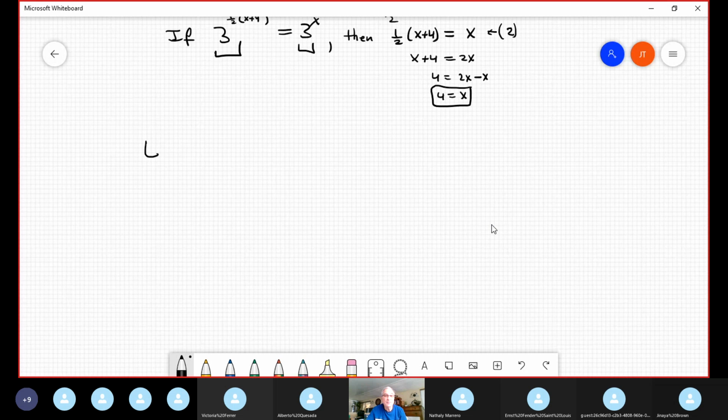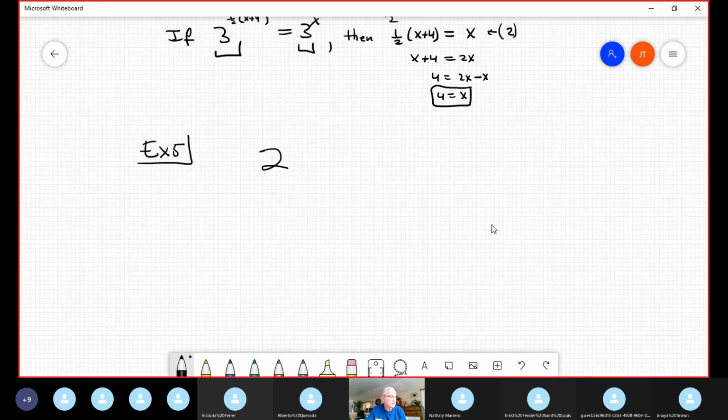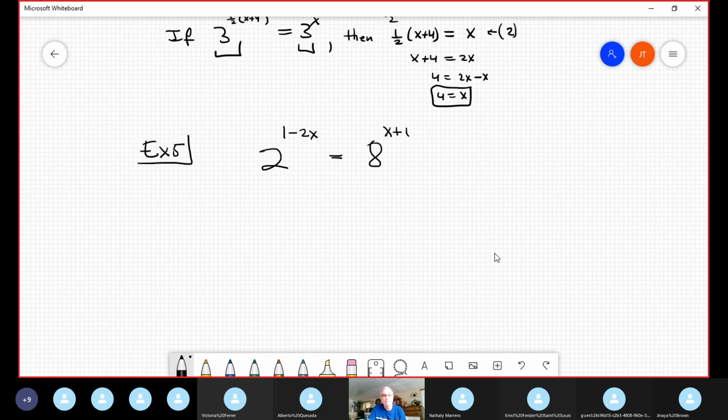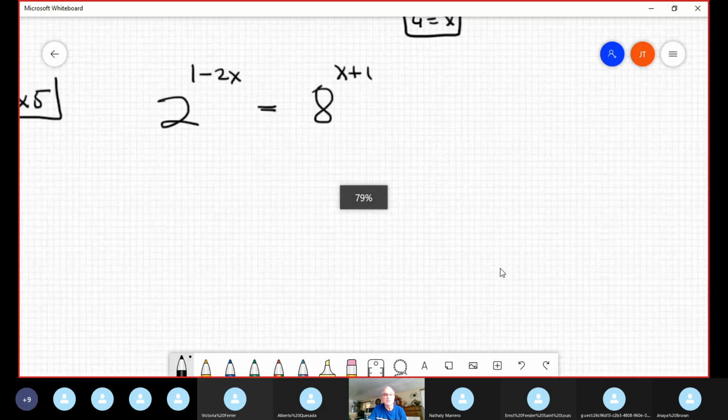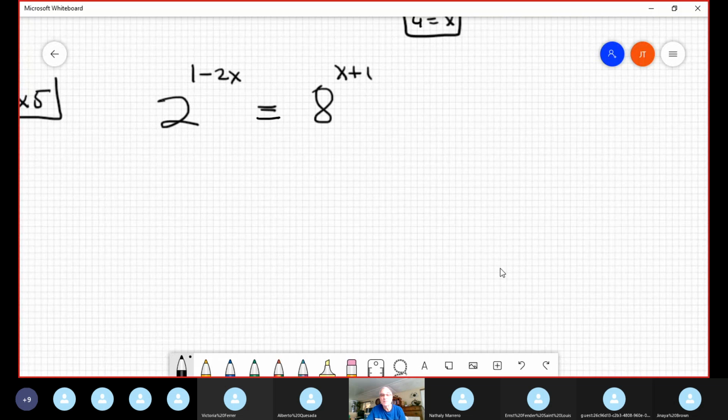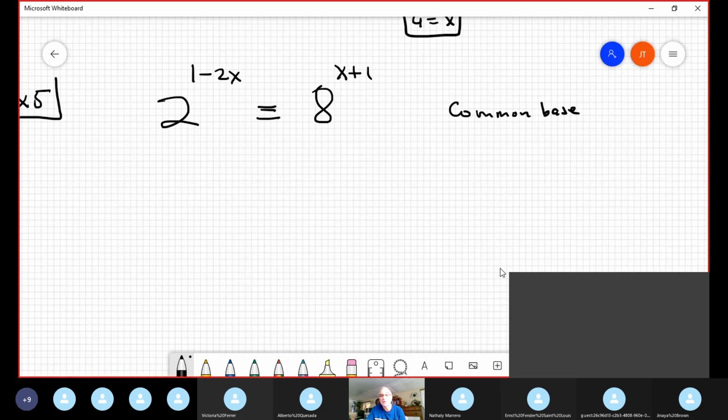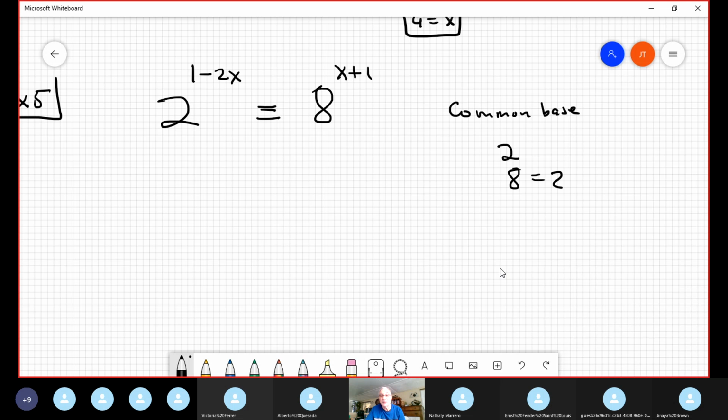Suppose example 5. Example 5 is 2 raised to the 1 minus 2x equals 8 to the x plus 1. My question again is, what is the common base? What is the common base? 2 again. Natalie says 2. Because 2 is 2, and 8 is 2 to the third. Super. The 2 stays the same.